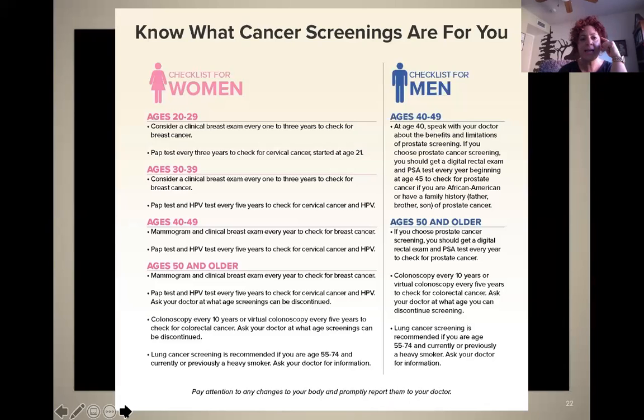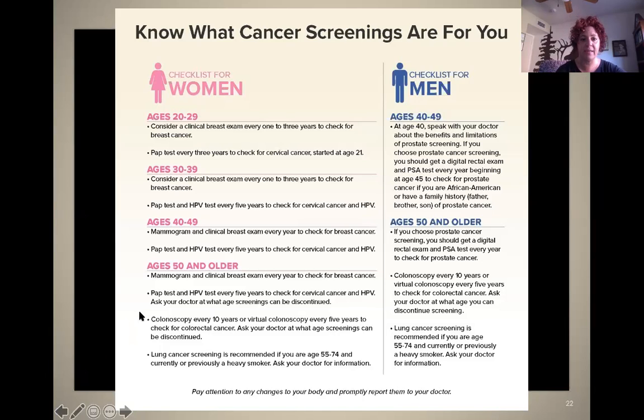For women, it says ages 20 to 29, that they should have a clinical breast exam every 1 to 3 years to check for breast cancer, and a PAP every 3 years. Now, if there's been something abnormal with a PAP, then they suggest every year for 10 years. And then once you've had 10 years with no abnormal pap smears, then you can go back to every 3 years. But that should be started at the age of 21.